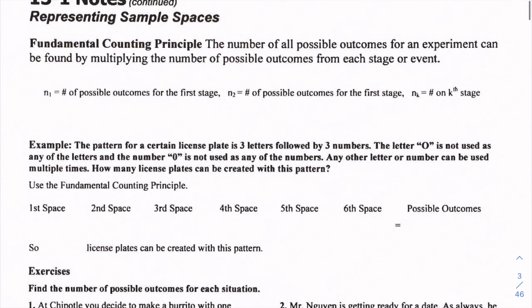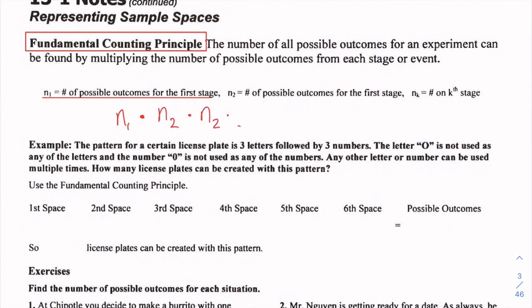On to the back. There is a name for what we do when we multiply our sample spaces. This is what we call the fundamental counting principle. Essentially, the number of all possible outcomes for an experiment can be found by multiplying the number of possible outcomes from each stage or event. For example, N1 is like the number of shirt colors, times the number of pants, times the socks, and so forth, through all the events, which equals your total outcomes.